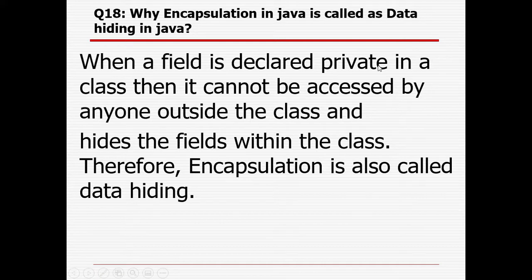Why is encapsulation in Java called data hiding? When a field is declared private in a class, it cannot be accessed by anyone outside the class, and this hides the field within the class. Therefore, encapsulation is called data hiding.